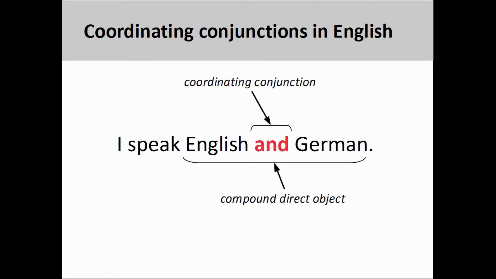As the first two elements of the second sentence are the same, we could merge the two sentences into one by removing the redundant elements and joining the direct objects with a coordinating conjunction, and. This creates the compound direct object you see on the screen.